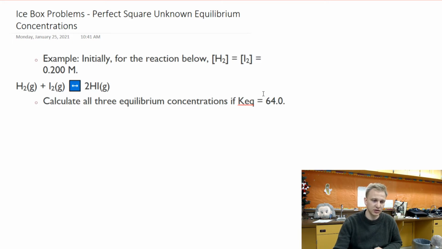The other thing that you'll know is you'll either know all of the products' initial concentrations or the reactants' initial concentrations. It's usually the reactants because when we're setting up an ice box, we generally want to have our products starting at 0. And then we will do some calculations and figure out what happens when we get to equilibrium.